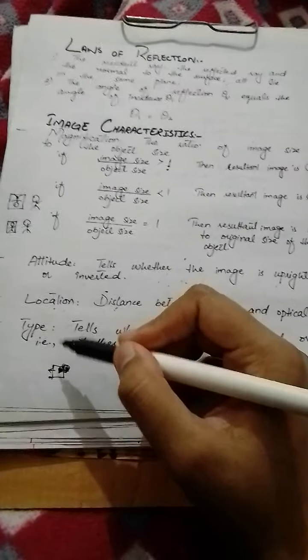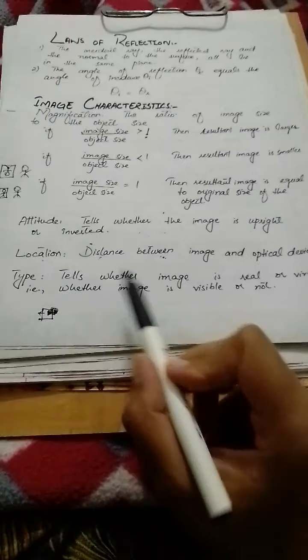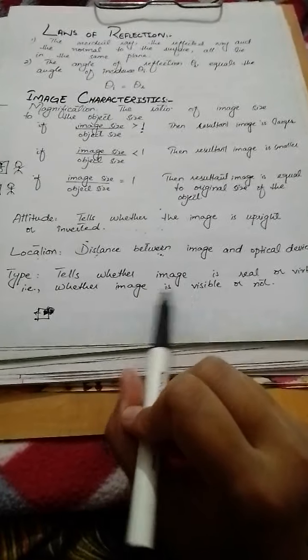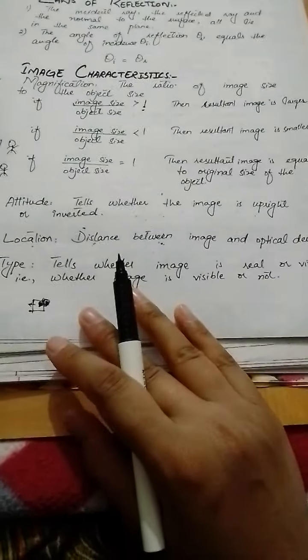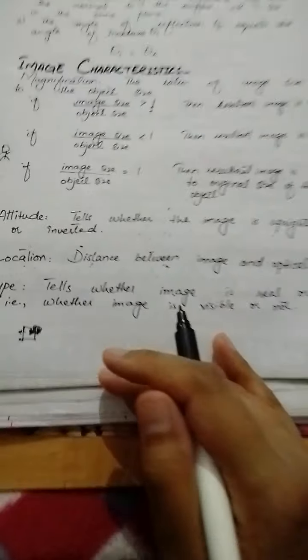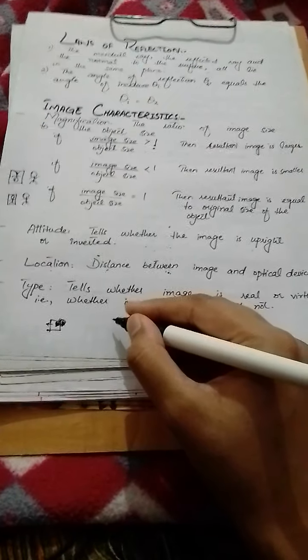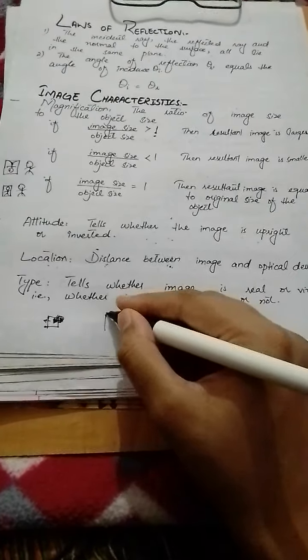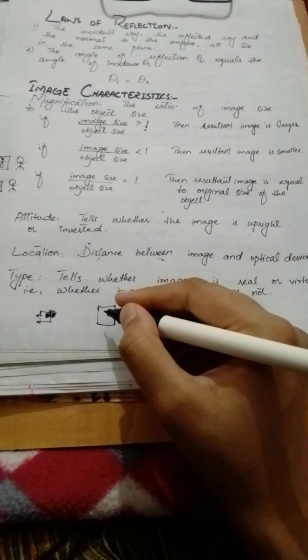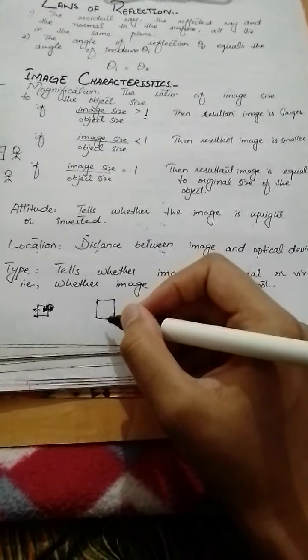Fourth one is type. It tells whether the image is real or virtual, that is, whether the image is visible or not. Have you seen an image which is invisible? Of course not, you wouldn't have. So it tells you if the image would be seen on the mirror or not.